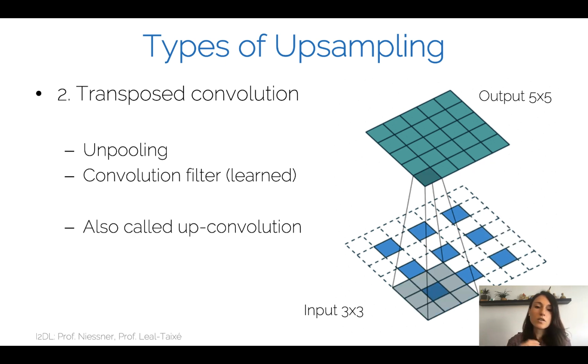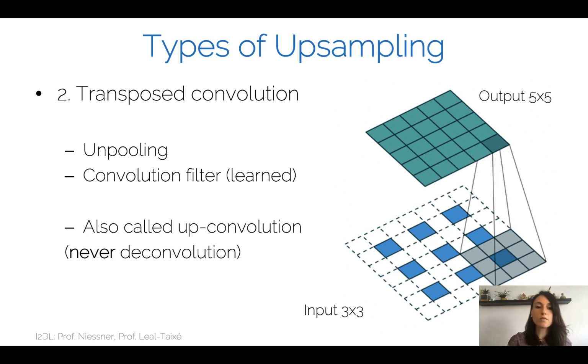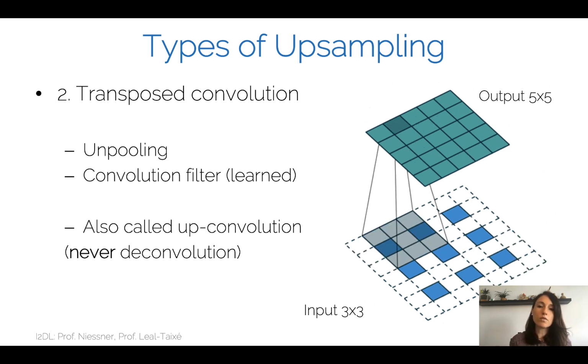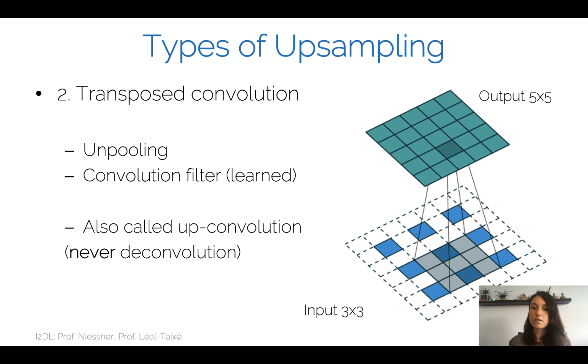Now, this operation is also called up convolution, so transpose convolution, up convolution, but not deconvolution. That is completely another type of operation. The transpose convolution or the up convolution is this operation of unpooling plus having a convolution filter which is learned just like all the other convolution filters through backpropagation. And this is not the case for deconvolution.